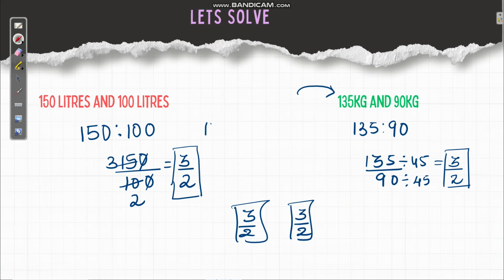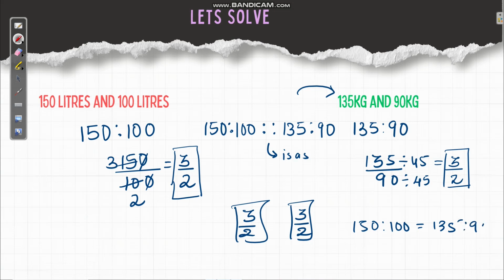So how do you write that? 150 is to 100 is as, the four dots over here mean 'is as', 135 is to 90. This simply means 150 is to 100 is equal to 135 is to 90. So you take the ratio of this, you take the ratio of this, they will be equal. Such ratios are known as proportion. You say they are in proportion if the ratios are equal. So let's solve a few more questions and it will be clear.